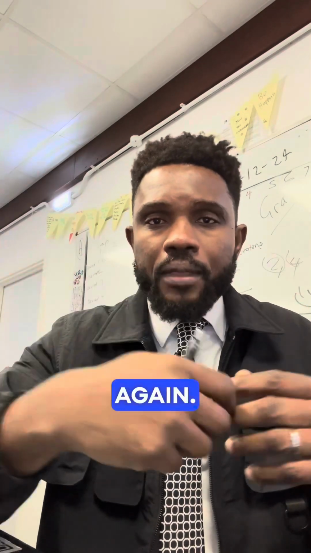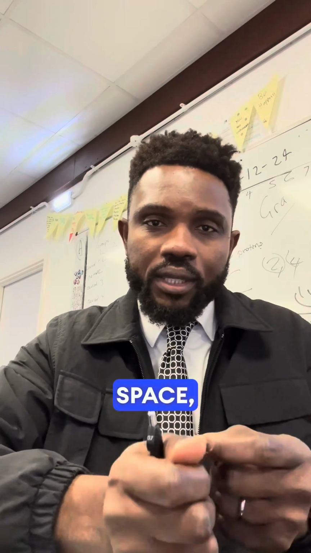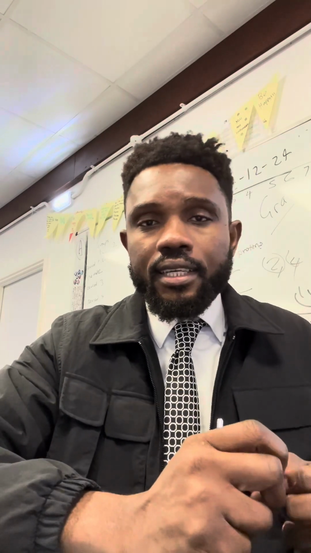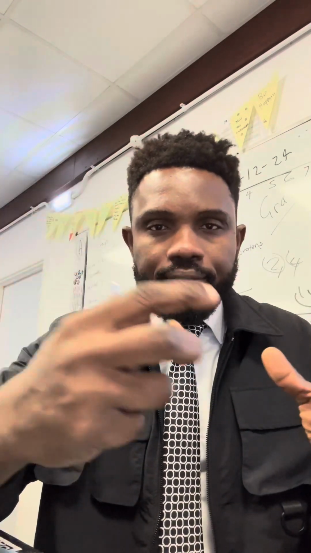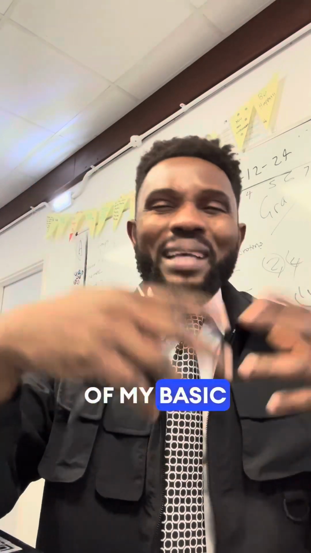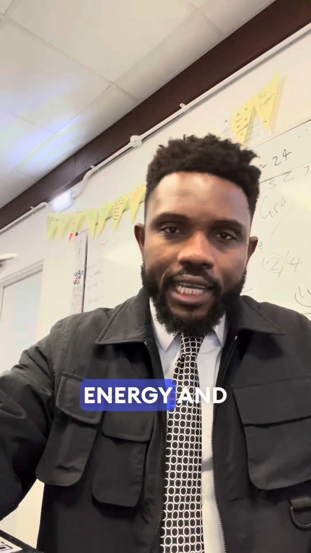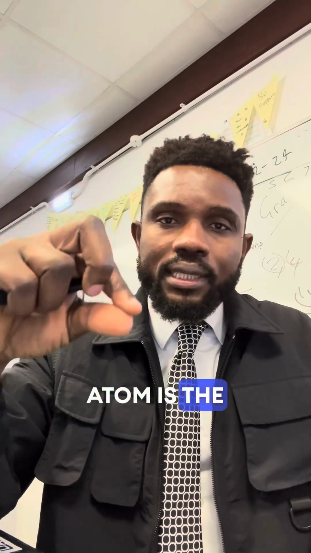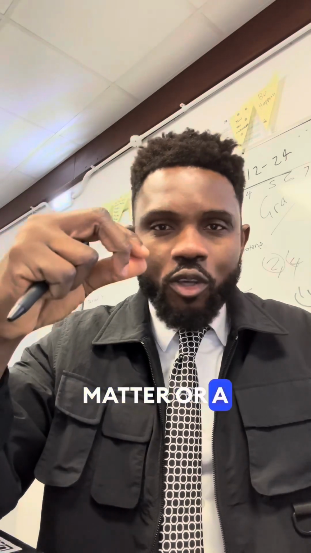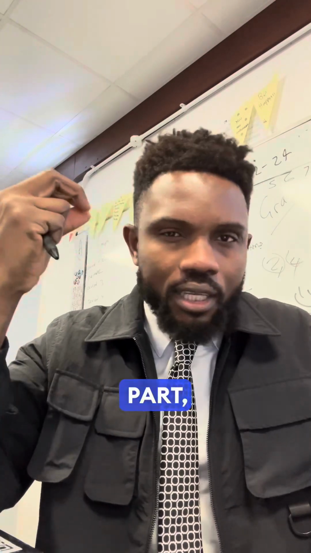So I'll just take it back again. Matter is anything that has mass and occupies space, or anything that has weight and has volume. On the other hand, a particle is the simplest part of matter, a basic unit of matter or energy. They use particle in both energy and matter. Whereas an atom is the smallest part of matter or a substance you can ever get. When you keep breaking it down to the tiniest part, you get the atom.